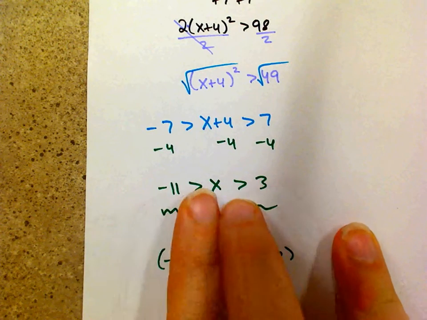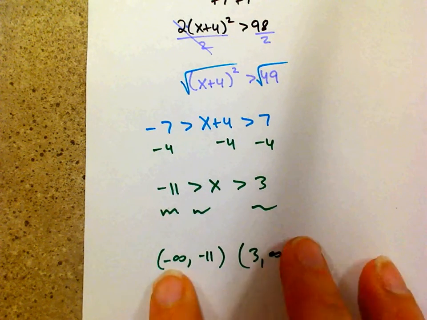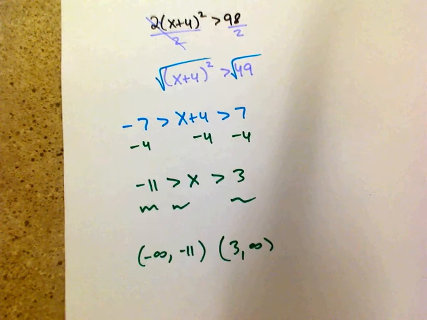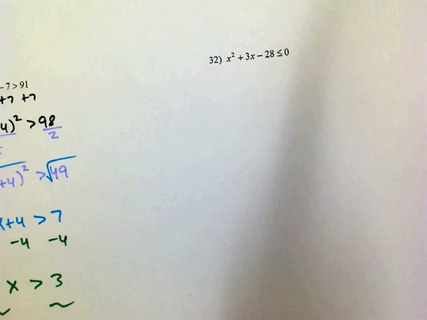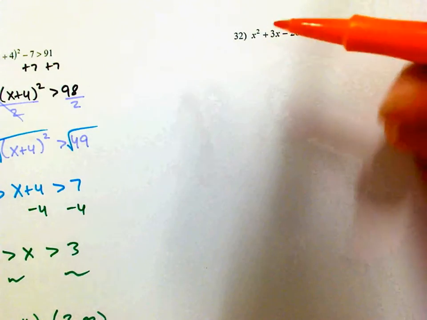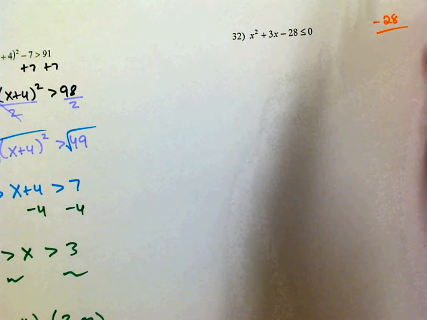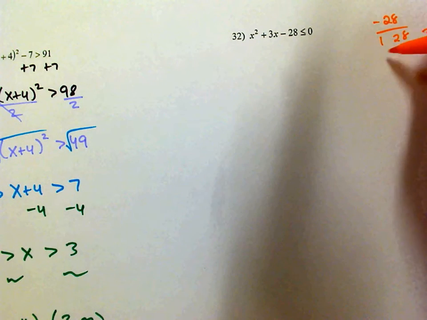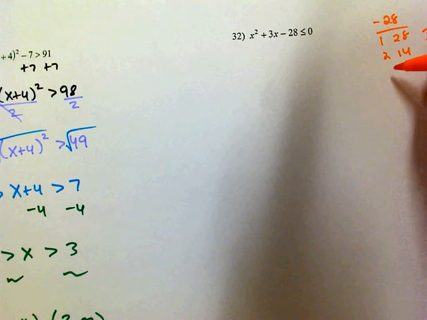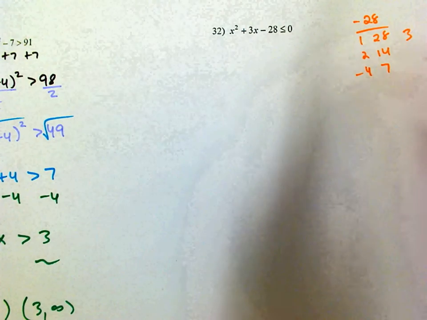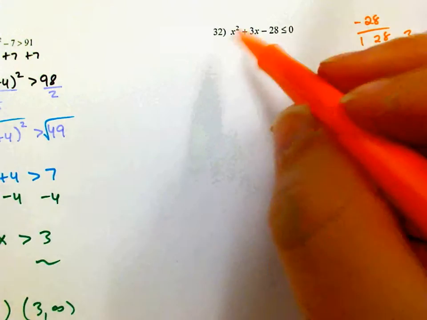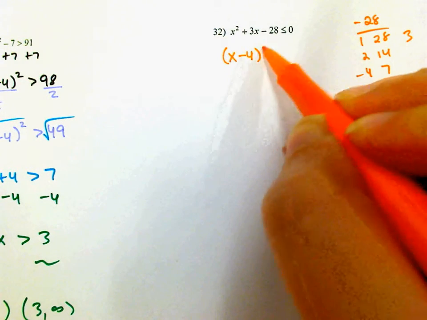So 32. Alright, 32, it does not look like this, okay? And I don't want to complete the square because the middle number is odd, so I'm going to have to try and factor. Are there factors of negative 28 that add up to 3? 1 and 28, 2 and 14, 4 and 7. 4 and 7 have a difference of 3, so I need the 4 to be a negative, so that I get a positive 3 when I add them. So x minus 4 and x plus 7 has got to be less than or equal to 0. So, what this tells me is that this parabola equals 0 at 4 and negative 7.